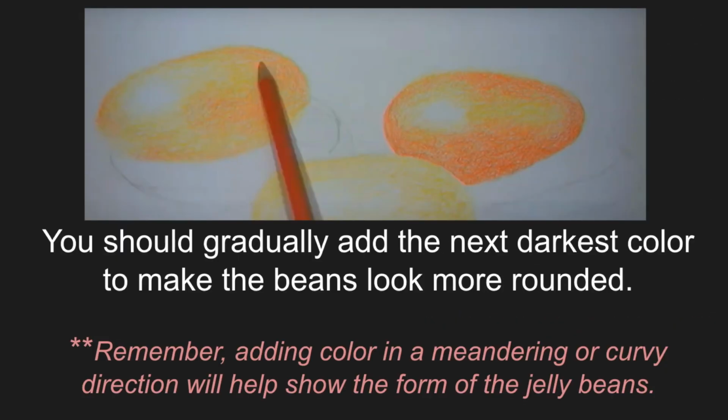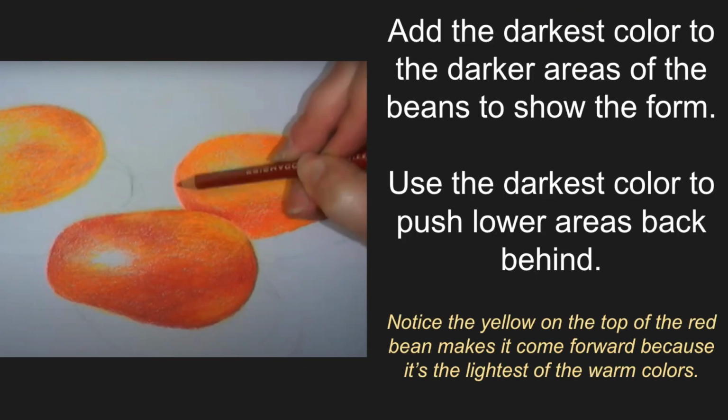Another thing you want to remember as you are adding the colors is you want to go in a meandering or curving direction because it will help show the form of the jelly beans. You want to think of it like a river or a lake bed, how it's never exactly a straight line. It's always a curvilinear line that you're using to create the value. As you continue to do that, the darkest color would be added then last.